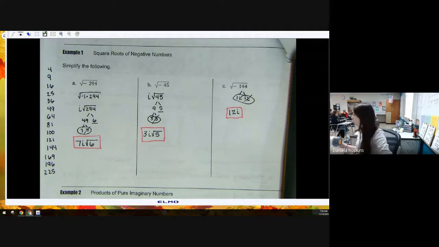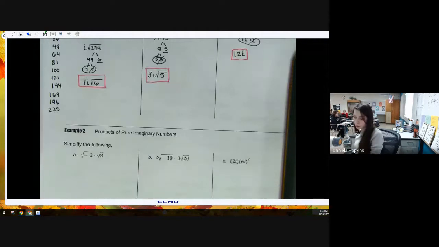Okay, so that part's pretty straightforward. I'm going to do a few more just as a reminder of how multiplication works.